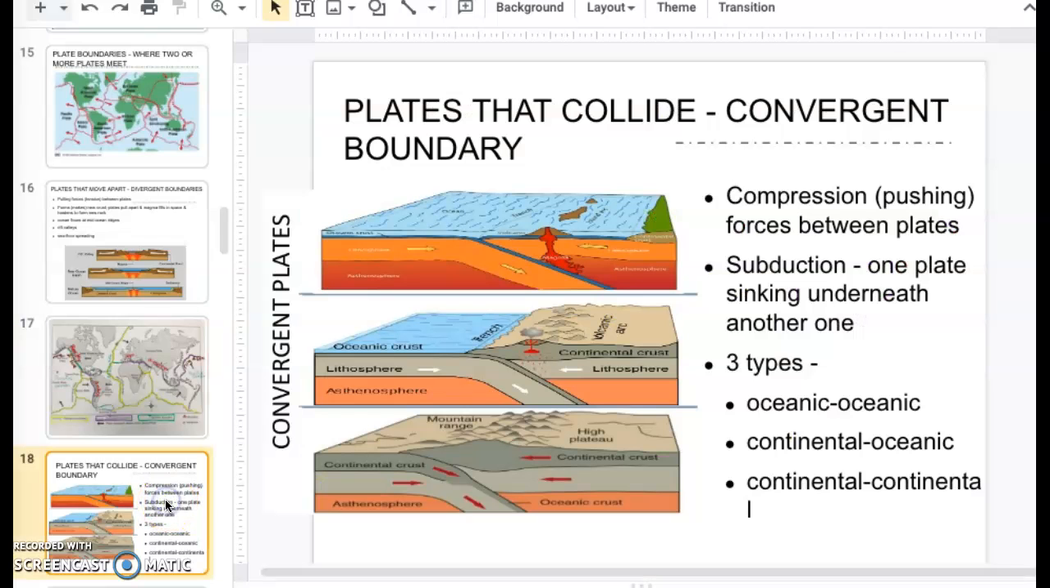Some plates are not pulling apart, but rather they are colliding with one another or coming together. The word for that is a convergent boundary. Convergent means to come together or to push together.